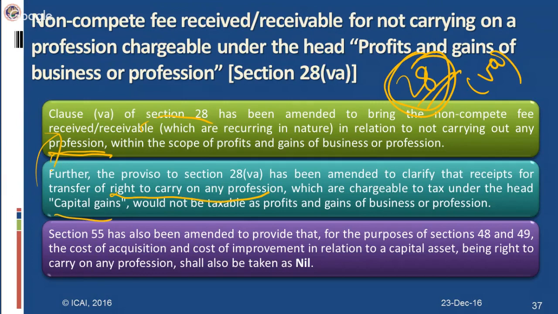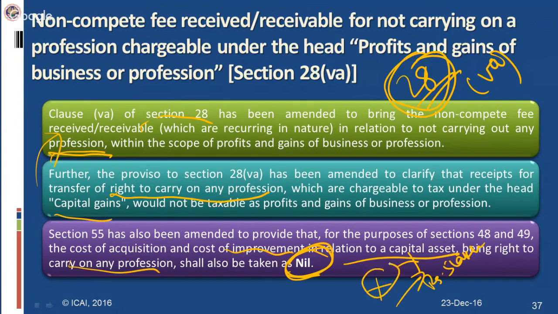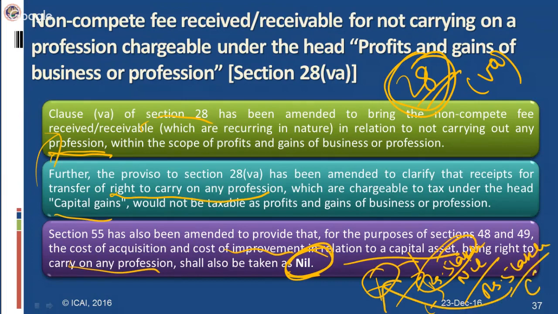Further, it has also been clarified that in case of such a transfer of right to carry on business, if Mr. X transfers his right to carry on any profession to Mr. Y, cost of acquisition and cost of improvement in relation to that capital asset, that is right to carry on any profession, will be nil. When you're computing capital gains, what will be your cost of acquisition? It will be nil. But then what happens? Suppose X transfers his right to carry on profession to Mr. Y for say 5 lakh. Then in the hands of Mr. X, 5 lakh will be the consideration which he gets. His cost of acquisition is nil. So the entire 5 lakh would be chargeable to tax in the hands of Mr. X under the head capital gains.